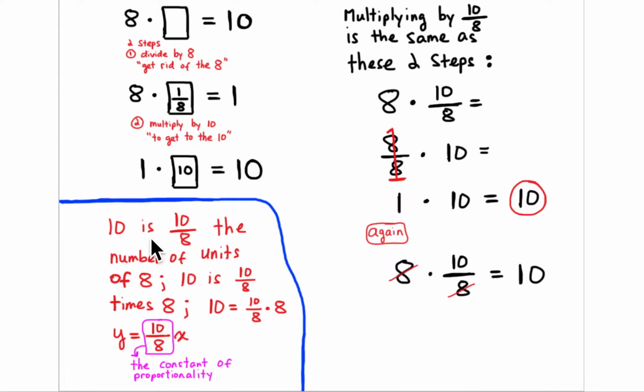If you use the words, 10 is 10/8, the number of units of 8. So 10 is 10/8 times 8. It's kind of funny to say. 10 is equal to 10/8 of 8. So y is equal to 10/8 of 8. y is 10/8 times x. So y is actually larger than x by a factor of 10/8.